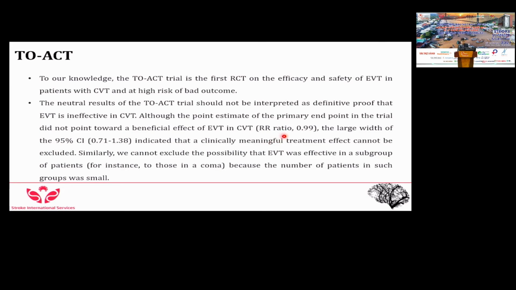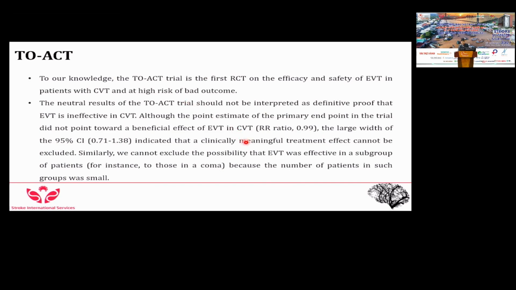So 5 patients with CVT, we did the EVT, with MRS 0 at 3 months later. We reviewed previous documents, and we think about the TO-ACT trial. This trial is an RCT published in 2020. To our knowledge, the TO-ACT trial is the first RCT on the efficacy and safety of EVT in patients with CVT at high risk of bad outcome.